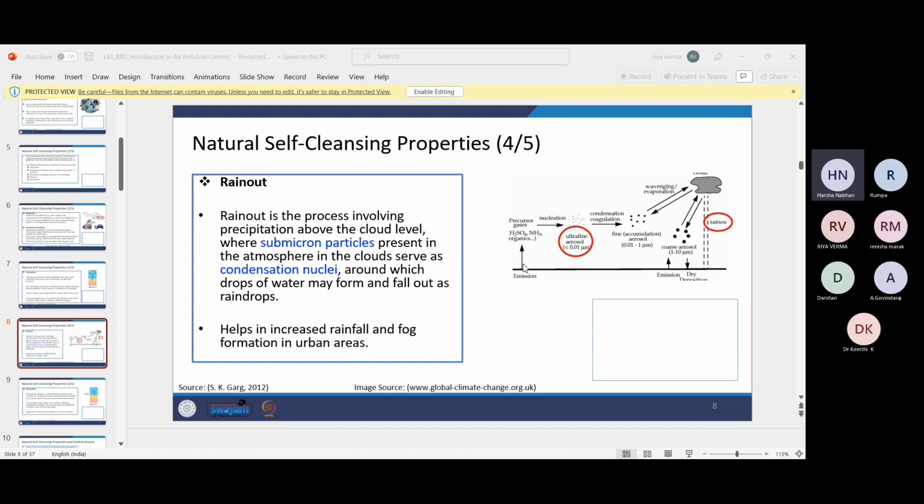And what is the difference between rain and rain out, ma'am? Rain out basically is a process to remove particulate matter. Rainout is the process of precipitation above the cloud level. Basically, this is the process of attracting those water molecules onto the surface of those submicron particles. This is rainout. And the rain is basically that precipitation, that falling of water droplets from the clouds towards the ground. That is rain. Thank you, ma'am.